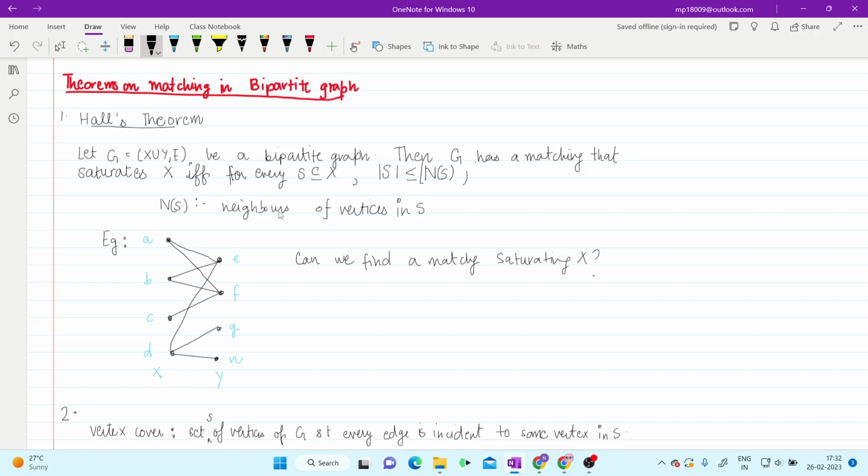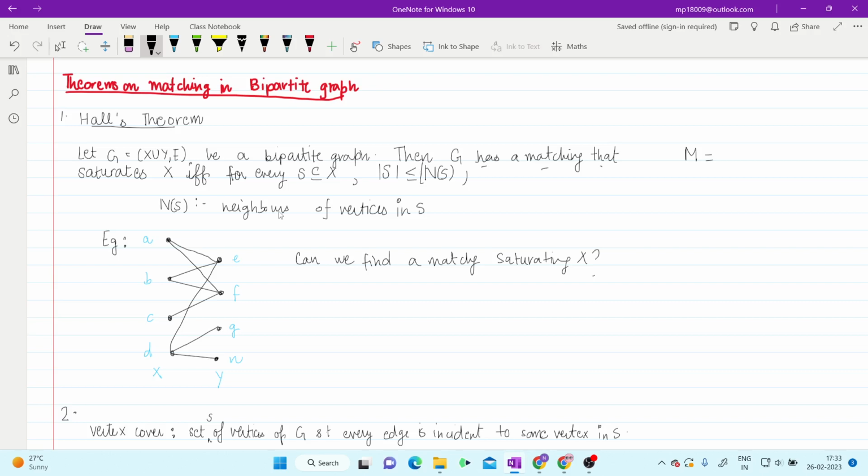So first of all, what do we mean by G has a matching that saturates X? That means we are able to find a matching M, that is a set of edges in which all the vertices of X are present in one of the edges. So that is what we mean by G has a matching that saturates X. And Hall's necessary and sufficient condition for a bipartite graph to have a matching that saturates X is that for any subset S, the number of elements in S should be less than or equal to the number of neighbors of S.